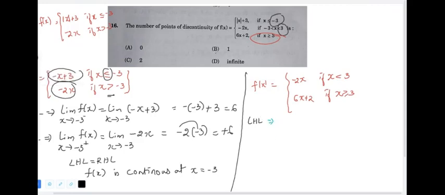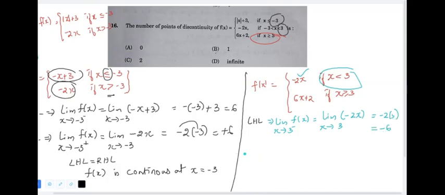LHL will be limit x tends to 3 negative f of x. The negative sign here indicates we are going to check the function for the lesser values. So the function will be minus 2x. If you substitute the value here, it will become minus 2 into 3, that will be minus 6.